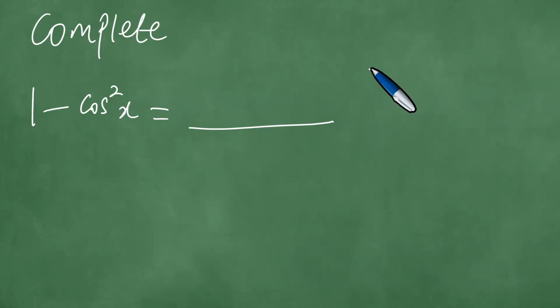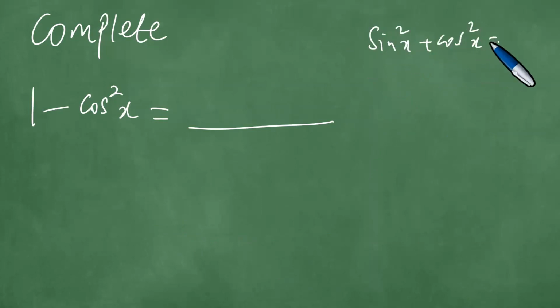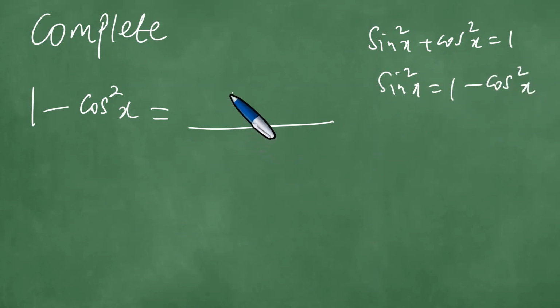It is sine squared x because we work it out from sine squared x plus cosine squared x equals 1. So you can transpose the cosine squared so that sine squared x is 1 minus cosine squared. What is 1 minus cosine squared? It's sine squared.